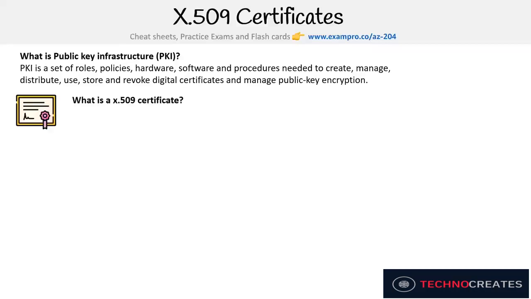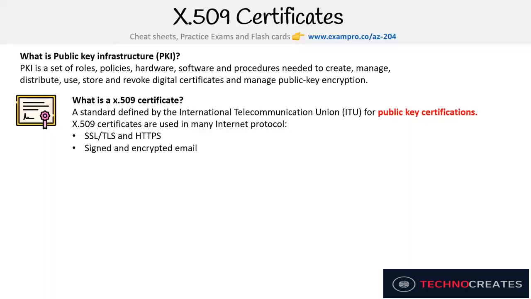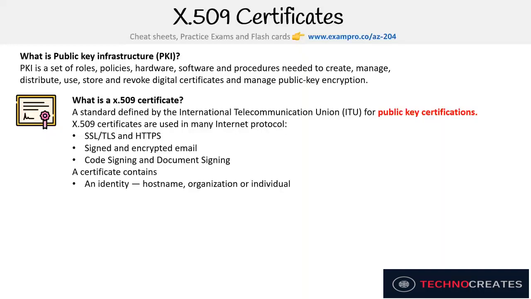So what are X509 certificates? It is a standard defined by the International Telecommunication Union, ITU, for public key certificates. X509 certificates are used in many internet protocols, extremely commonly with SSL/TLS for HTTPS, signed and encrypted emails, code signing, and document signing. A certificate contains an identity, so hostname, organization, or individual, and a public key, so RSA, DSA, ECDSA, etc.